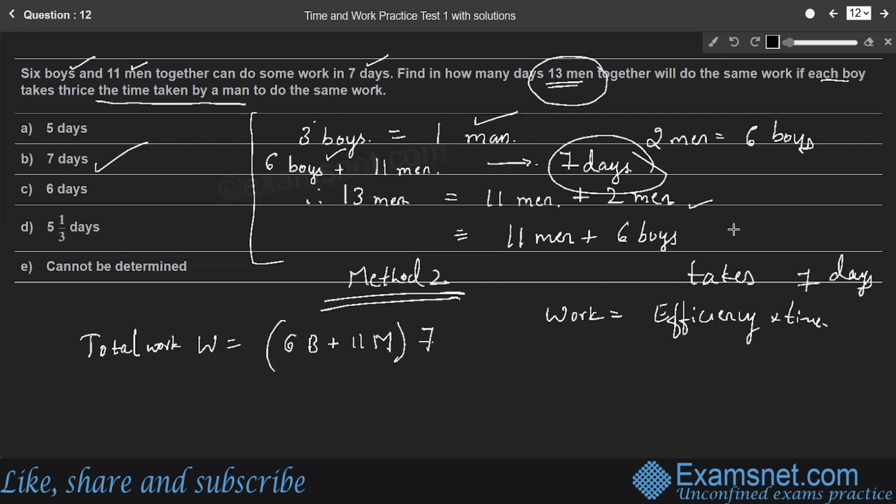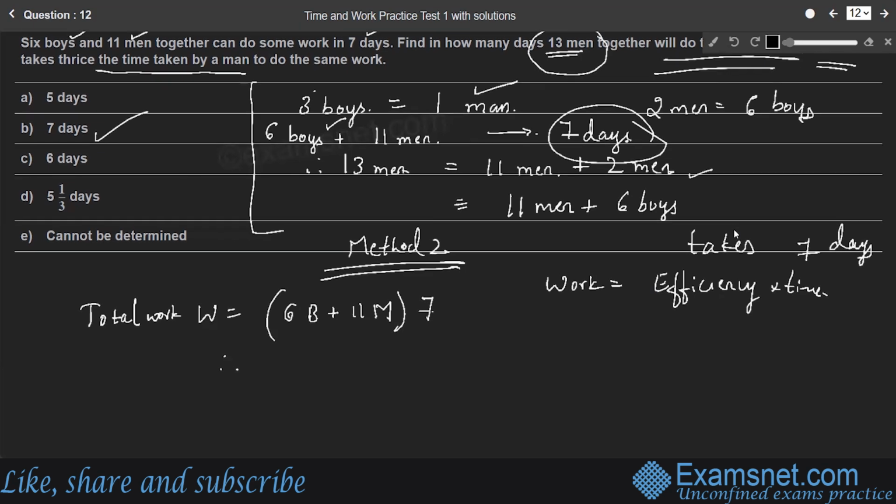So, to do the same work, 13 men will take how many days? Given that each boy takes thrice the time taken by a man, we'll consider 13 men into time, number of days, is equal to the total work.